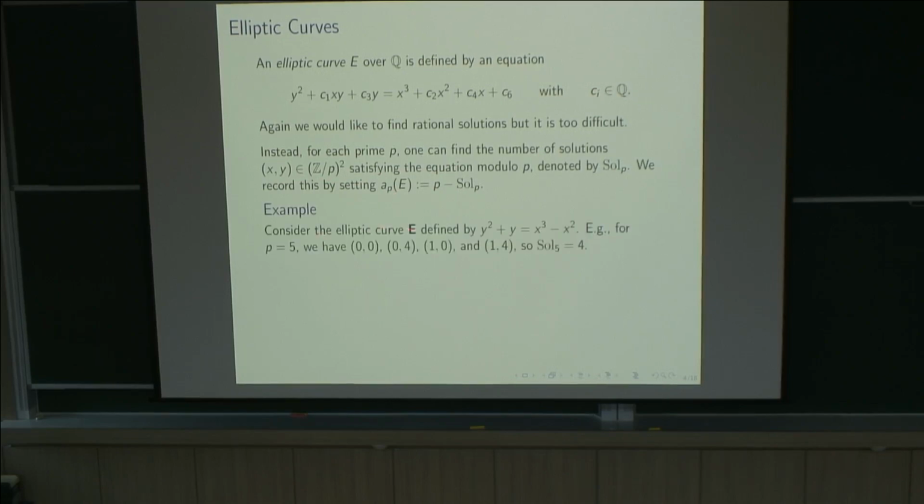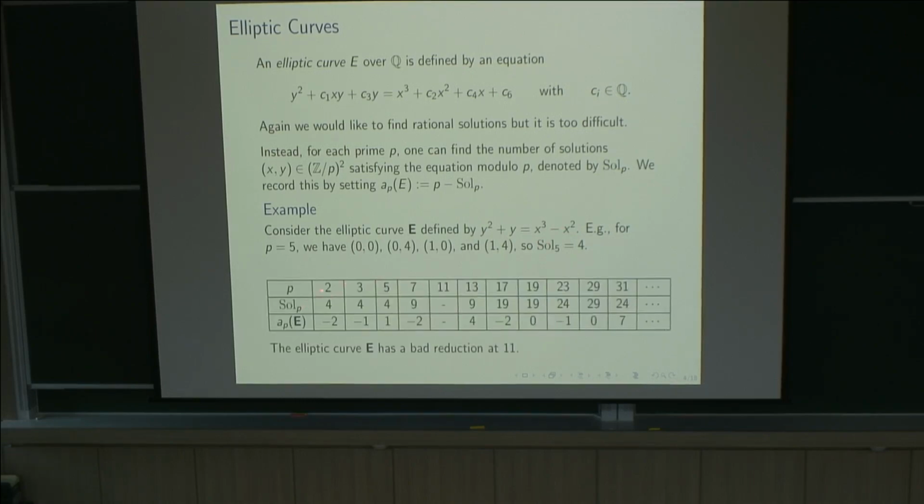So for example, you consider this particular elliptic curve defined as such, and let's take p to be 5. In that case, we are just trying 25 different candidates, starting from (0,0) to (4,4). And you can find that at (0,0), both sides would be 0, and (0,4) also becomes 0 modulo 5, and so on. So you find that there are 4 solutions. In other words, Sol_5 is 4. And you can easily convince yourself that you can just do this for any given p. In the case of p equals 2, it is obvious. You have 4 candidates, (0,0), (0,1), (1,0), (1,1). All of them give 0 modulo 2. So there are 4 solutions.